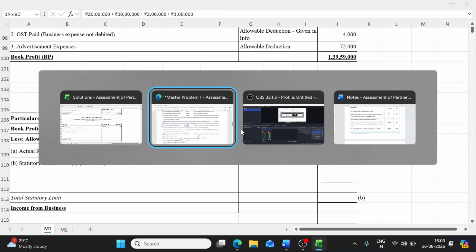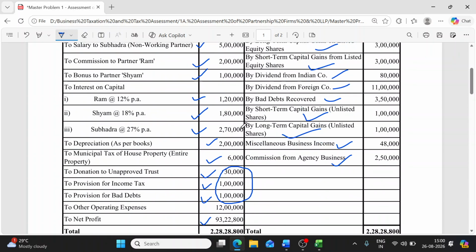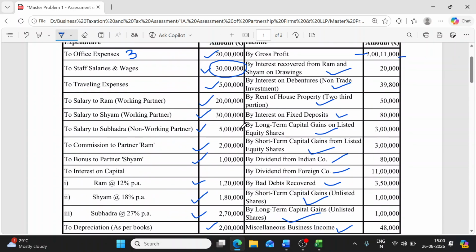So I'll go to the problem again. In the problem, there are three partners: Ram, Sham, and Subhadra. But out of these three, only Ram and Sham are working partners. And as per the provisions of income tax section 35, remuneration can be given only to a working partner. Non-working partners shouldn't be given any remuneration.